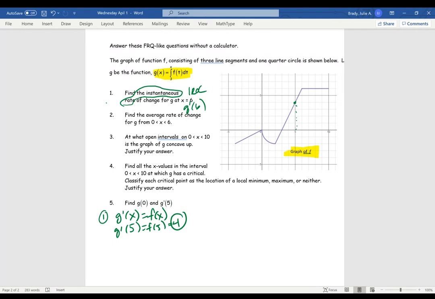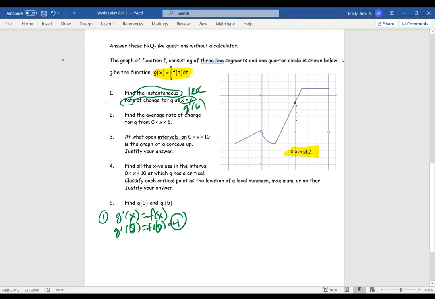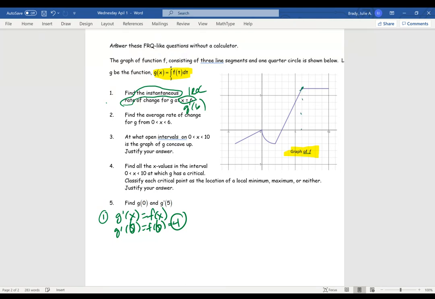Okay, let's, oh, but I said 6. Oh my gosh, hang on. Never mind, let me change that. 6. So g prime of 6 is f of 6, which is not there. I think it is there. So I think that's 6. Okay, you got to make sure you read the questions right, Miss Brady.